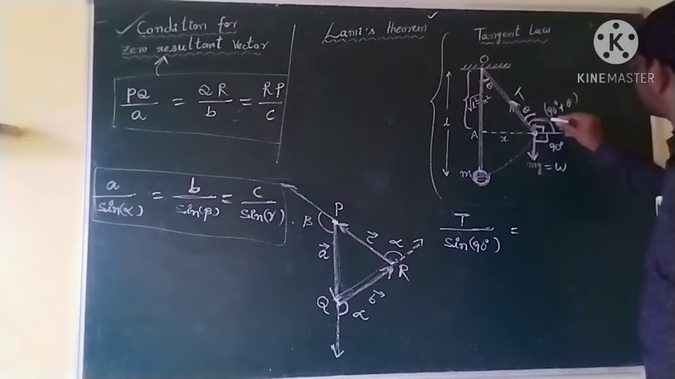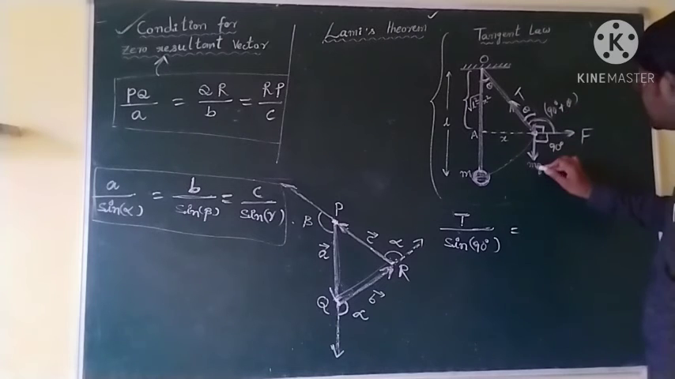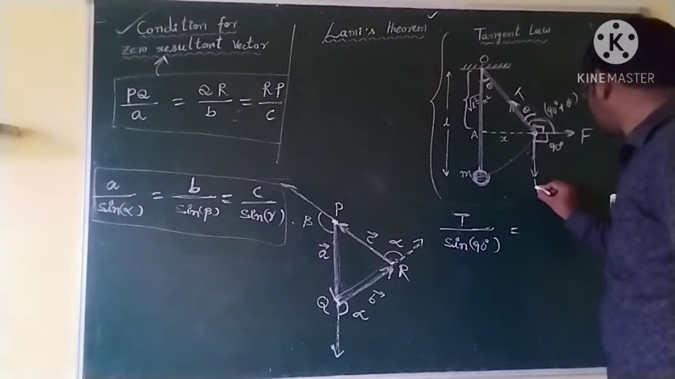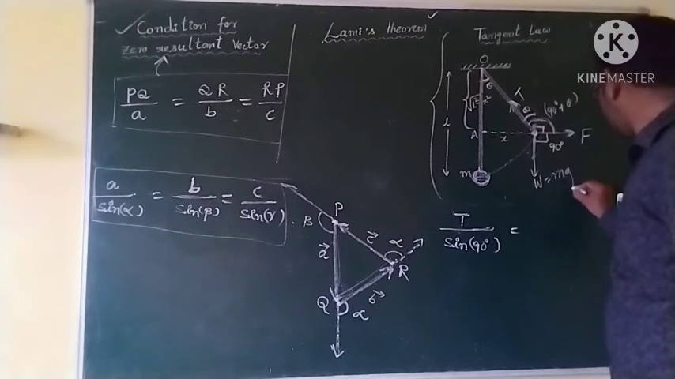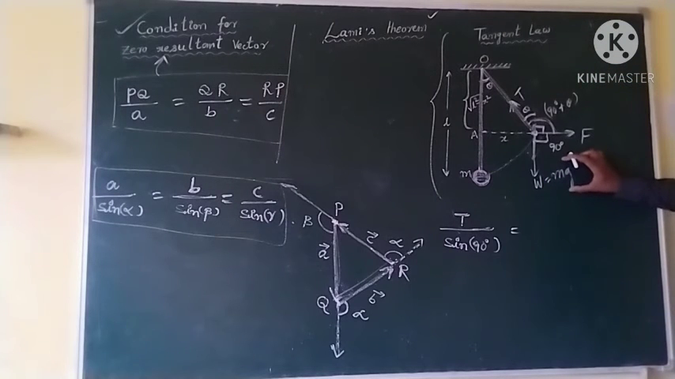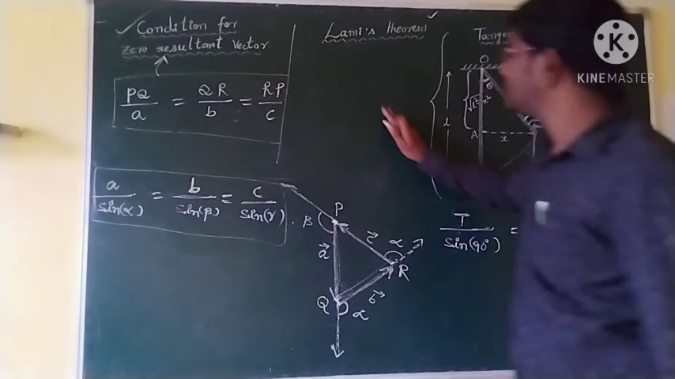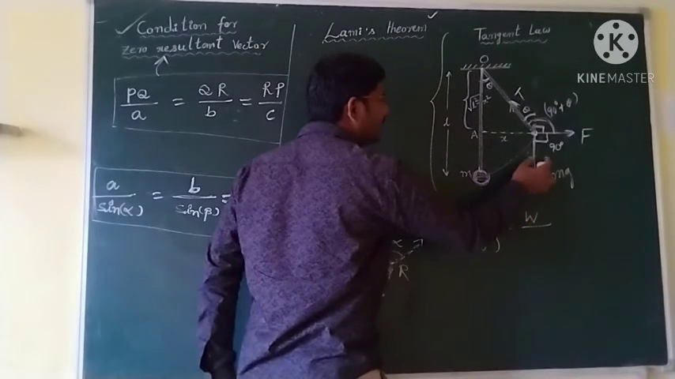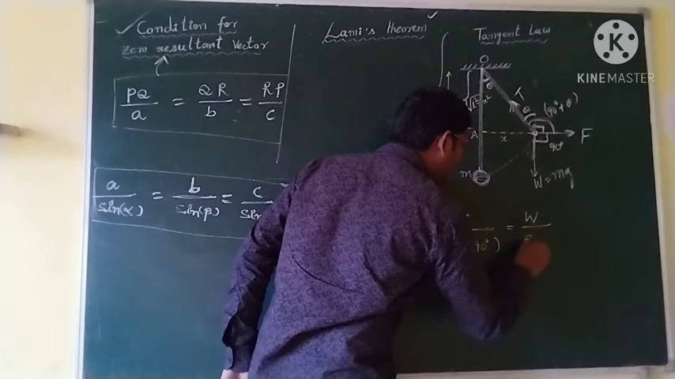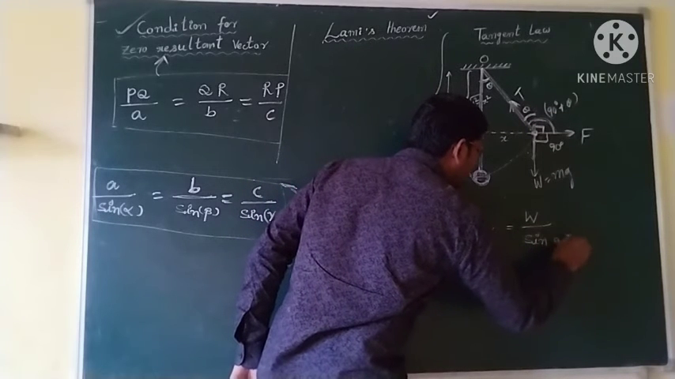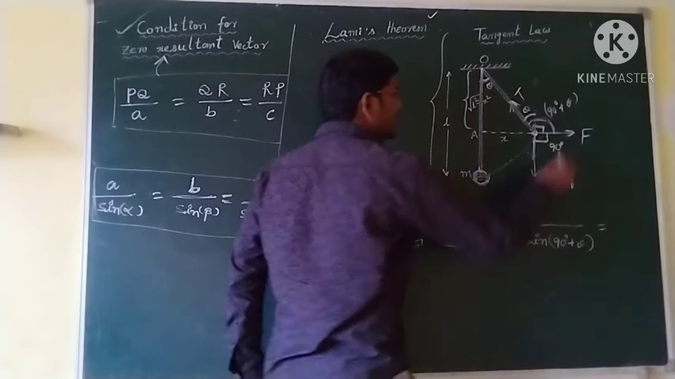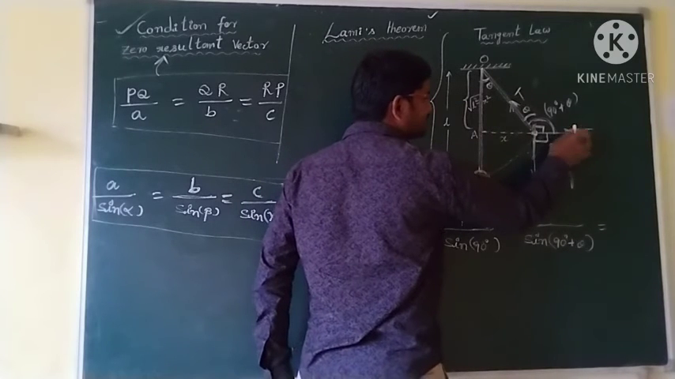Then the force opposite to this angle is the weight, mg. Then force by the sine of the angle ratio. So I am writing weight by sine of which angle? Sine 90 degrees plus theta. Weight by sine 90 plus theta is the same as the force on this side.